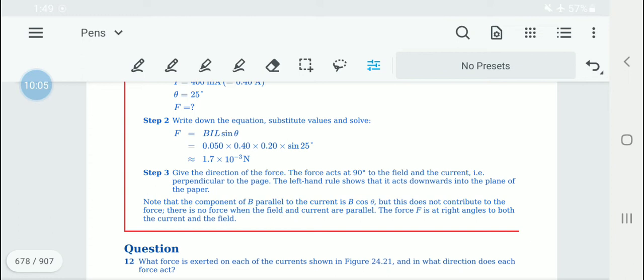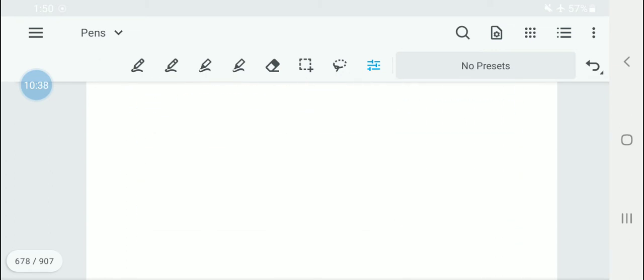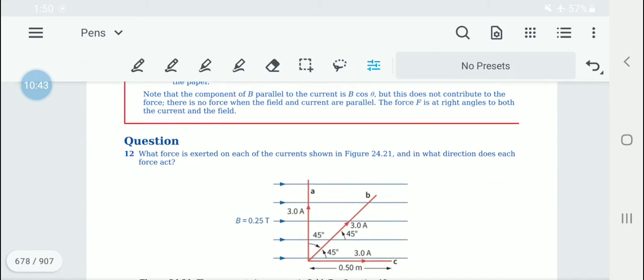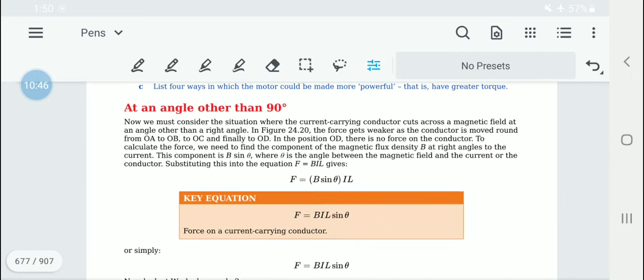The component of B parallel to the current, B cos theta, does not contribute to the force, because there is no force when the field and the current are parallel. And also you can remember that when the field lines are not cut, there is no force created. Right, so that is how you do the calculations. If you have any doubts, please ask me. If not, please do question number 12 as well. Write down the note of that part.